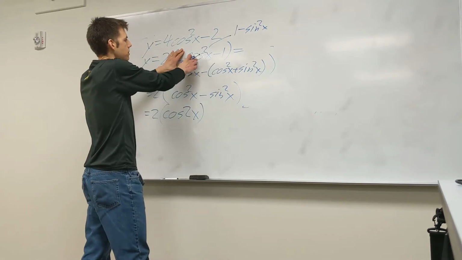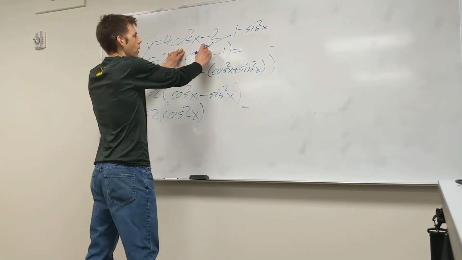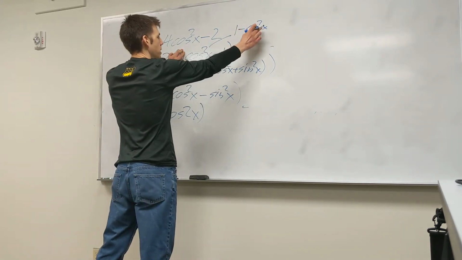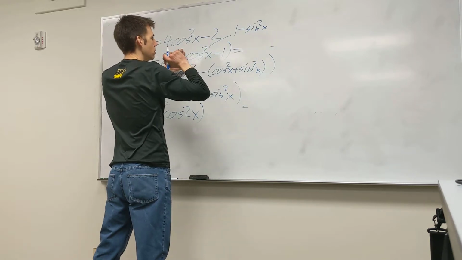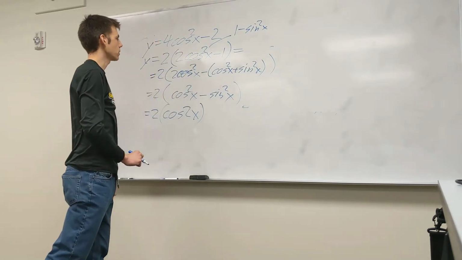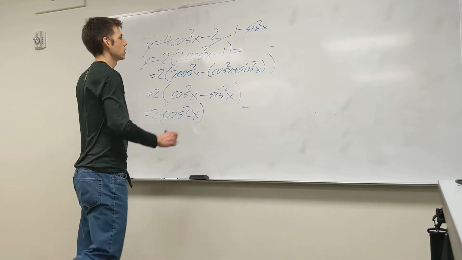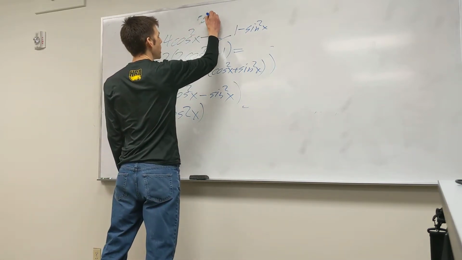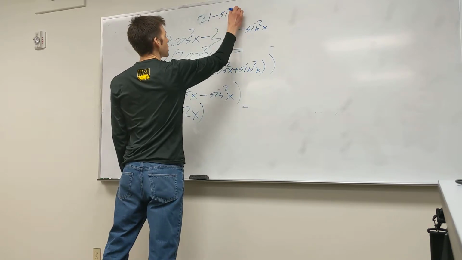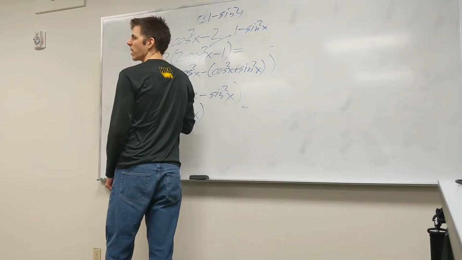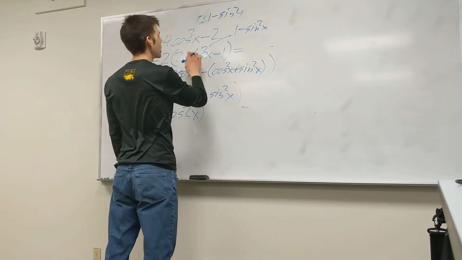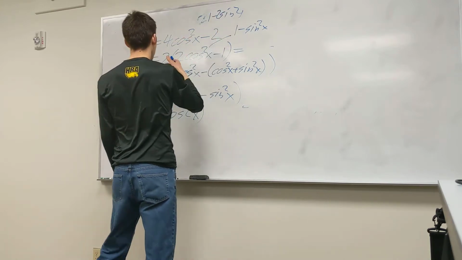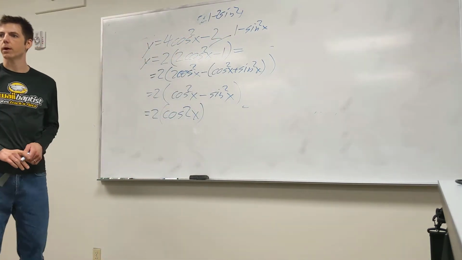Yeah, and then you could substitute that in there, and then I would get 2 minus 2 sine squared x minus 1. Right, you could do it that way, right? Okay. So what would you be left with? Well, you'd be left with 1 minus 2 sine squared x, which is the same thing, right? You could do it that way too.